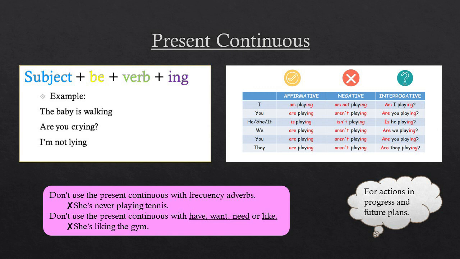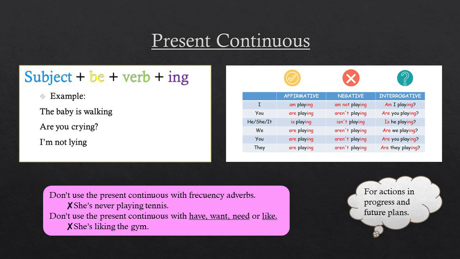Right? So now remember that we don't use the present continuous with frequency adverbs. For example, she is never playing tennis, right? This is incorrect, right? In this case, we can say she isn't playing tennis, right? Or in this case, we use frequency adverbs. Do you remember that it is for simple present tense? In this case, it could be she never plays tennis, right? This is the correct form.